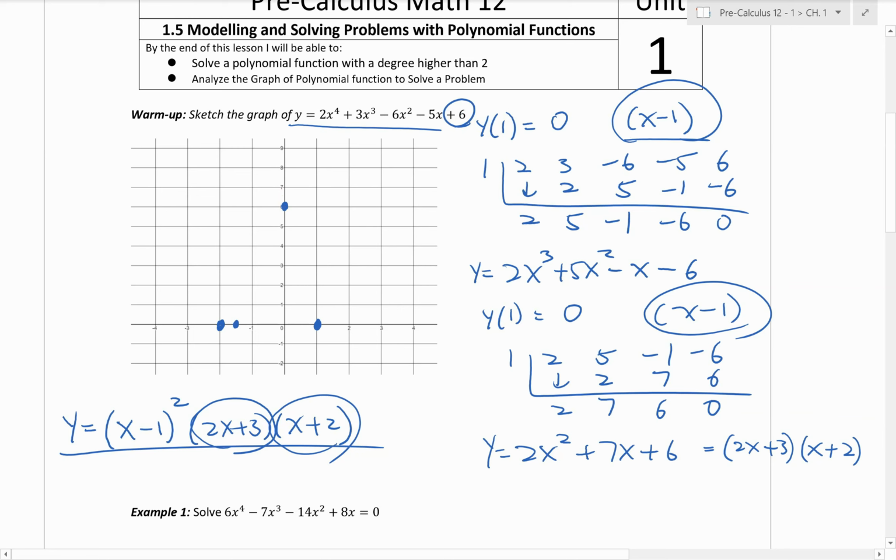So now I found all of my intercepts. Now I need to look at the properties of this polynomial function. I see that the highest exponent is a 4, so I know this is an even degree. And I know the leading coefficient is positive. So if it's an even degree and the leading coefficient is positive, it's going to behave like a parabola, meaning it's going to go from quadrant 2 to quadrant 1.